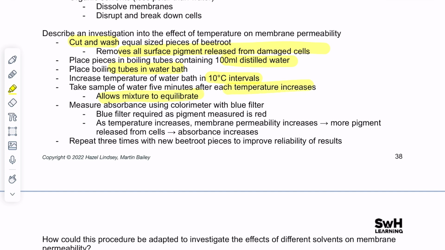This allows the mixture to equilibrate. And then finally measure the absorbance using a colorimeter with a blue filter. The colour filter you need to use will vary depending on the colour of the substance, but blue is appropriate for the red beetroot, as I've said here.